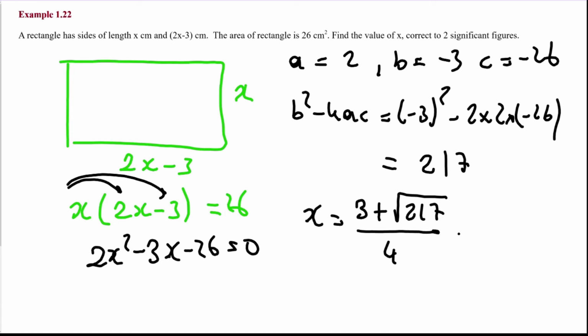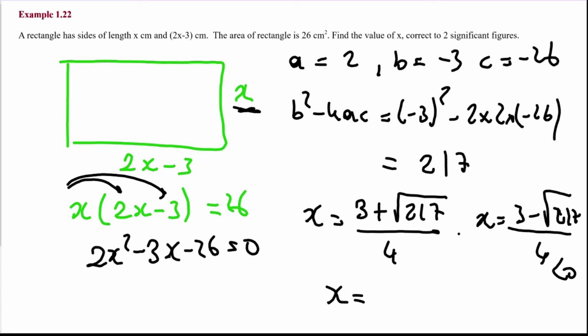We don't need to find the other one, because the other solution is less than 0, and you can't represent a length with a negative number. If you do this operation, dear students, you will find the x value to two significant figures, I think 4.4.